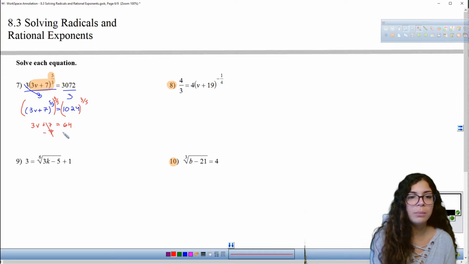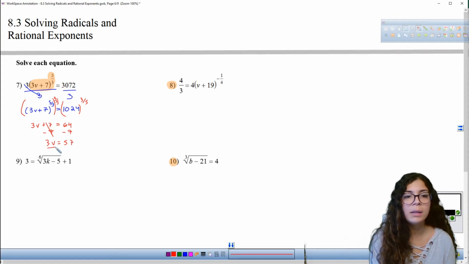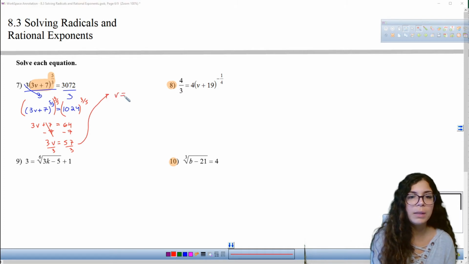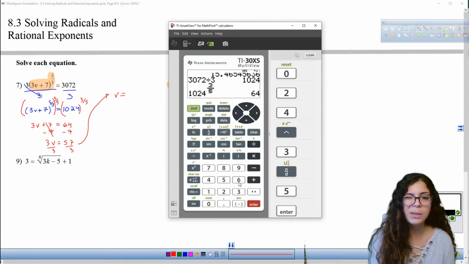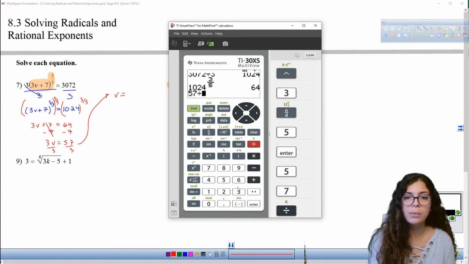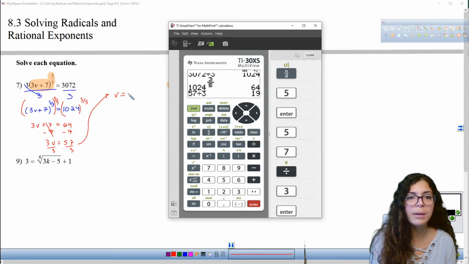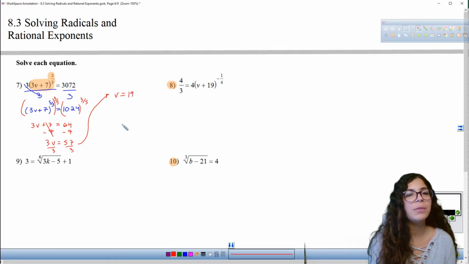So now we can go ahead and solve this like regular. Subtract 7 on both sides. So we get 3v equals 64 minus 7, which would be 57. And then divide by 3 on both sides. We get v equals 57 divided by 3. Not sure what that is, and again, I don't want to think about it. Being a little lazy. So v equals 19. All right, now let's go ahead and verify that answer before we circle it.